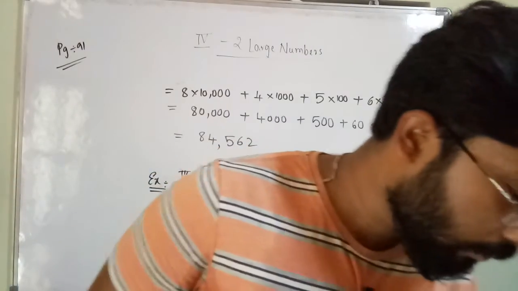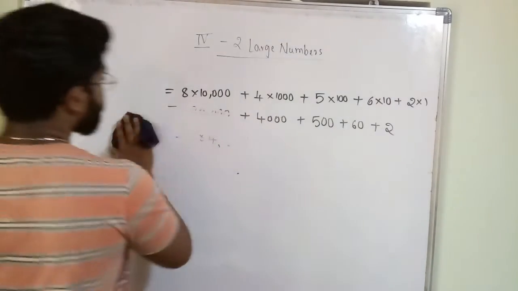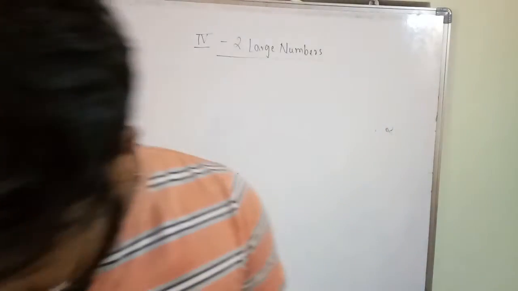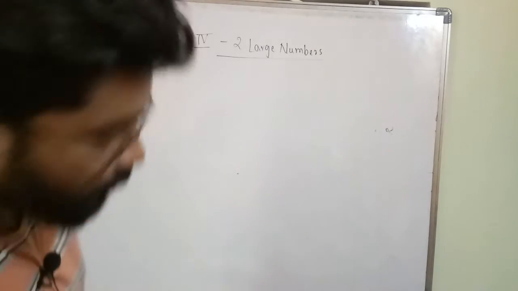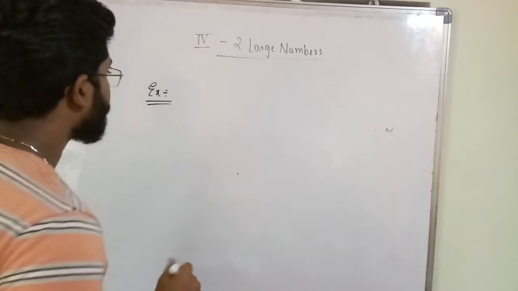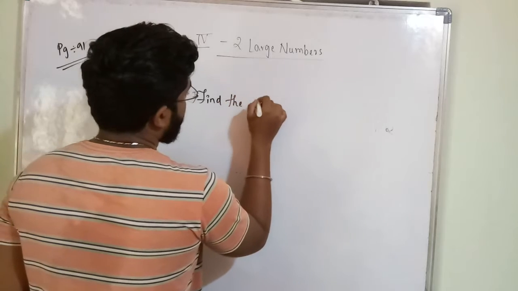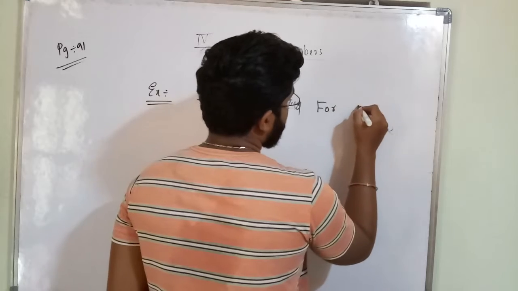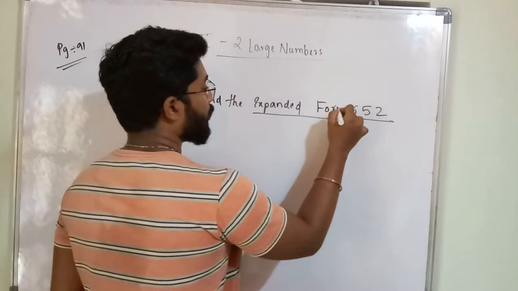Okay, so let us see this with some examples, how to find out the expanded form. Okay, let us see. I am giving you some examples. Find the expanded form for 652. This is a smaller number, no? 652, you have to find the expanded form.